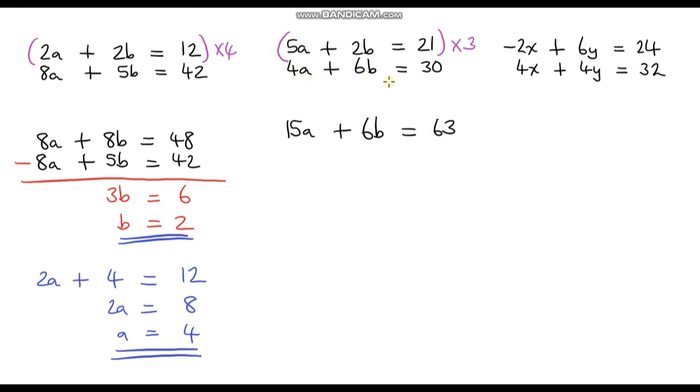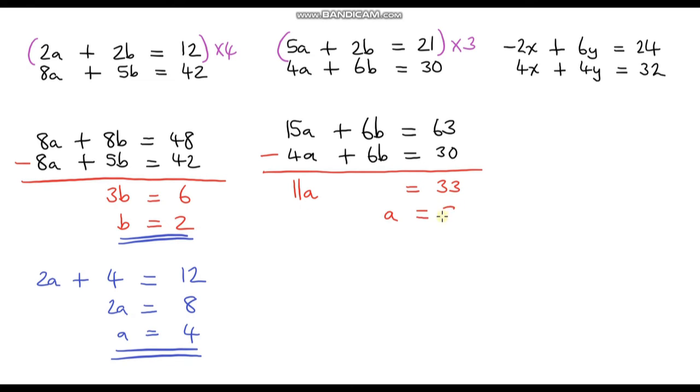And now if I copy down my second equation, and again with my b's I've got the same sign, so I'm going to subtract. So 15a subtract 4a gives me 11a. These b terms will cancel out with one another. And on the right hand side, 63 minus 30 is 33. So 11a equals 33, therefore a is equal to 3.